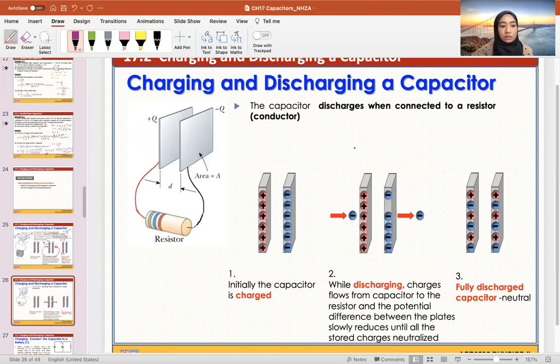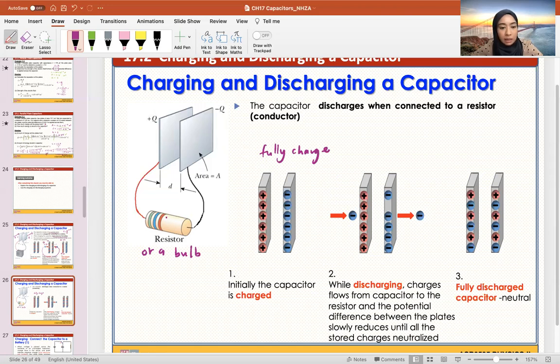Okay, so that was charging. Now, how do we discharge a capacitor? We disconnect the battery. When it is fully charged, we disconnect the battery. Remember, fully charged means a net positive plate and a net negative plate. I disconnect the battery, and I connect it to a resistor or a bulb. Both are conductive. Both can let electricity flow. So in this case, I connect my plates to a resistor.